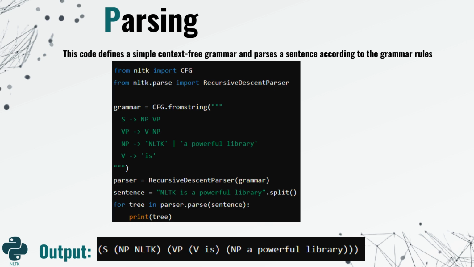So first I'm importing nltk, and from nltk.parse I'm importing CFG and the recursive descent parser. Then I'm using grammar: CFG from string, with some string sentences. And I'm also using the recursive descent parser with the grammar. I'm assigning all the grammar rules to the parser, and then I'm using a sentence: NLTK is a powerful library. Then split. Now you split all the words. Split is also a good function for splitting the text into words.